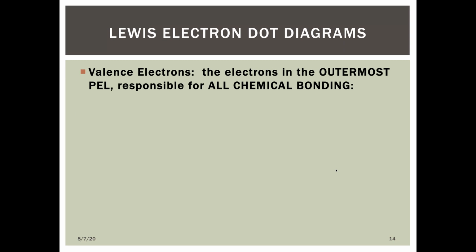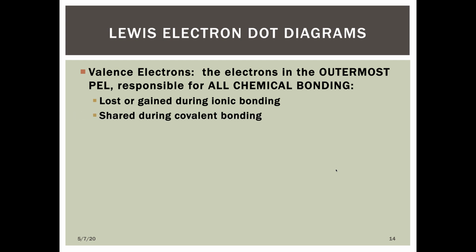The valence electrons are the ones that are responsible for all chemical bonding. You find them in the outermost energy level. And they are always going to be either s electrons or s and p electrons. The most number of valence electrons you can have is 8. And they are either lost or gained during ionic bonding or shared during covalent bonding. Our next unit will be entirely about bonding, and we will be using dot diagrams to explain how the bonding occurs.